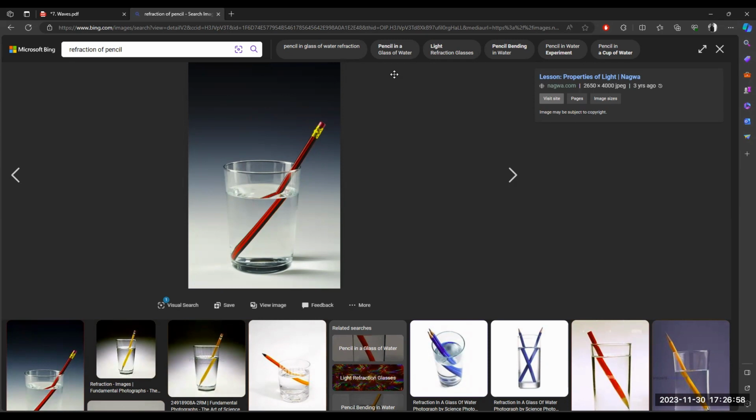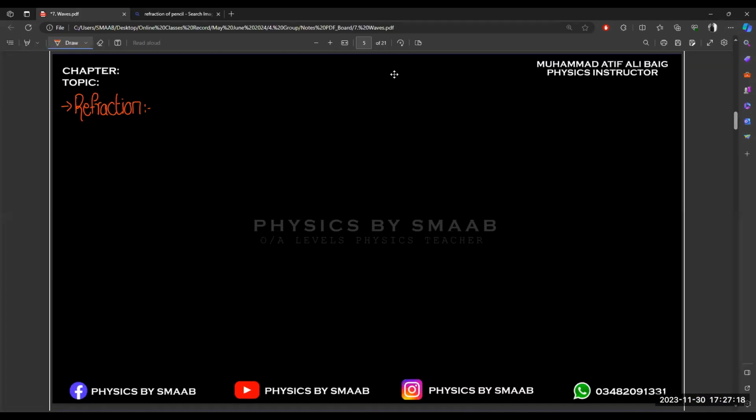Or if you place your hand in water as well, you will feel that the object under the water has a different orientation as compared to the upper part of that object. Basically this happens because of the bending of light waves, because light is also a type of wave. So this also shows you the concept of refraction.